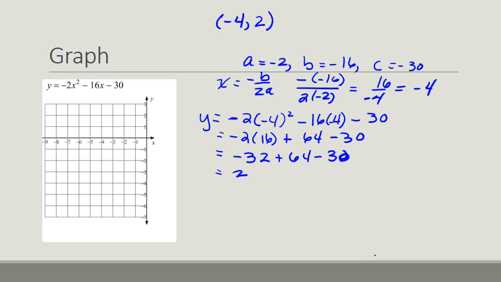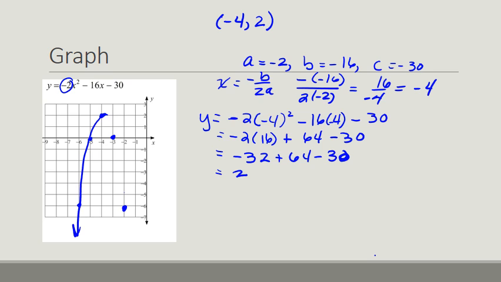Okay. So negative 4 and 2, my a is negative 2, so I'm going to go down 2 for over 1, and over 2, down 8, since 4 times 2 is 8. So right here, and here's my graph.